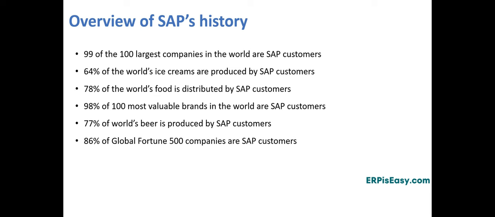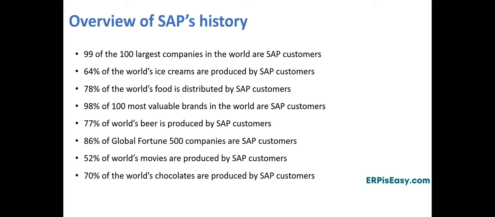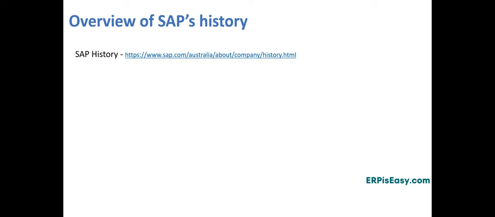86% of global Fortune 500 companies are SAP customers. SAP customers make 52% of the world's movies. SAP customers produce 70% of the world's chocolates. And many more stats about SAP customers are available online. This shows how popular SAP is among massive organizations in the world.